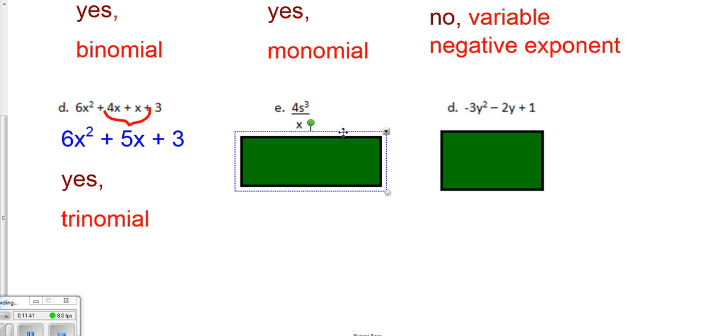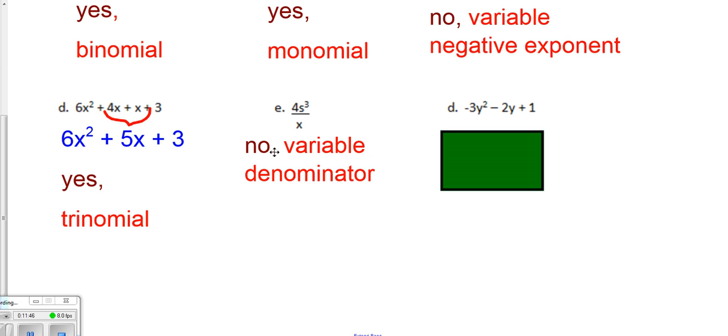For E, we have 4s cubed divided by x. We would say no. There's a variable in the denominator. We have an x right here, so this one would not be considered a polynomial.